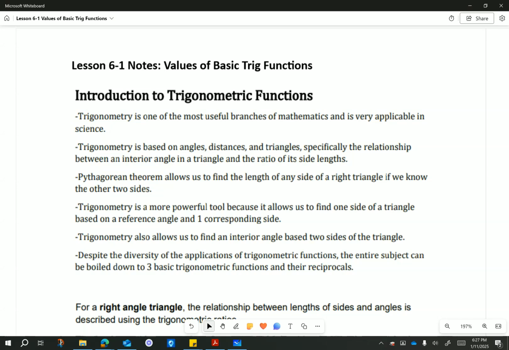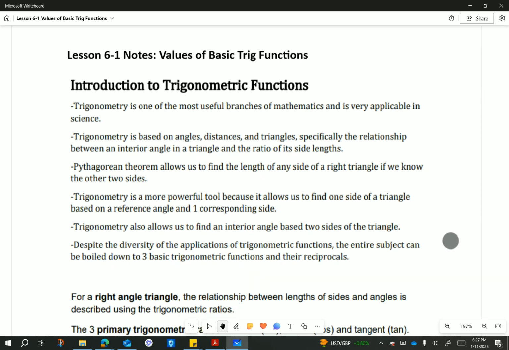Lesson 6-1 on values of basic trig functions. So here's some bullet points on the introduction to trig functions that we're going to be looking over in chapter 6.